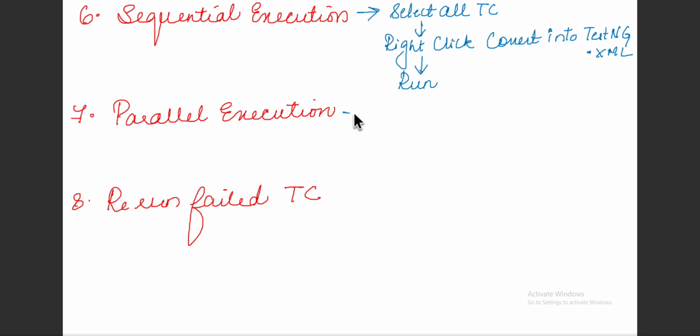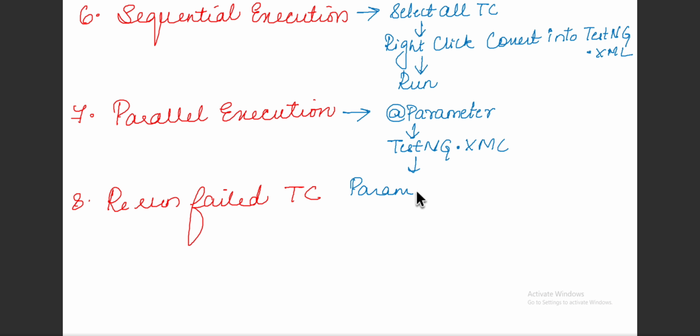Next, parallel execution. We are going to do parallel execution with the help of the annotation parameter. We write a program, convert into testng.xml file, and use a tag called parameter, which accepts two attributes: name and value. I specify the name, same as what we passed in the parameter.